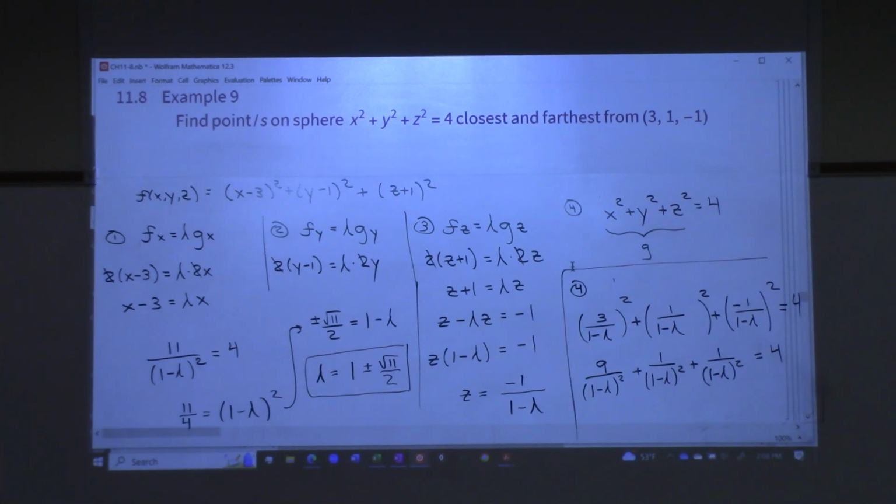Okay, we have a lambda, right? If we have lambda, we have x. If we have lambda, we have y. If we have lambda, we have z. And we go plug those in, and we're going to get an answer, okay? I'm not going to do it. I'm going to have the computer do it for us in a second, all right?